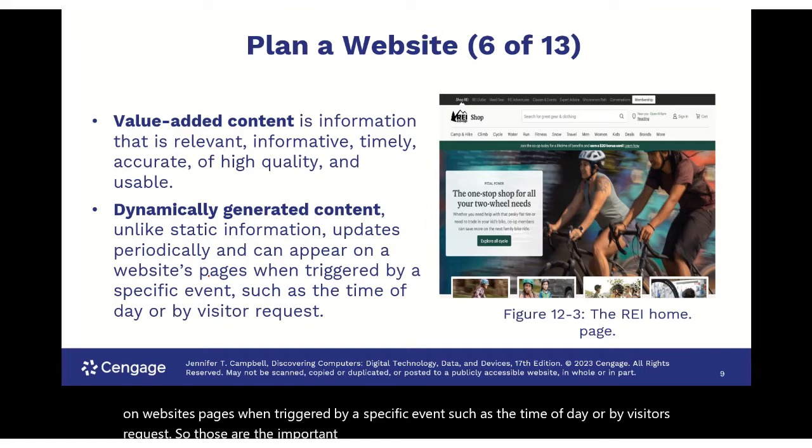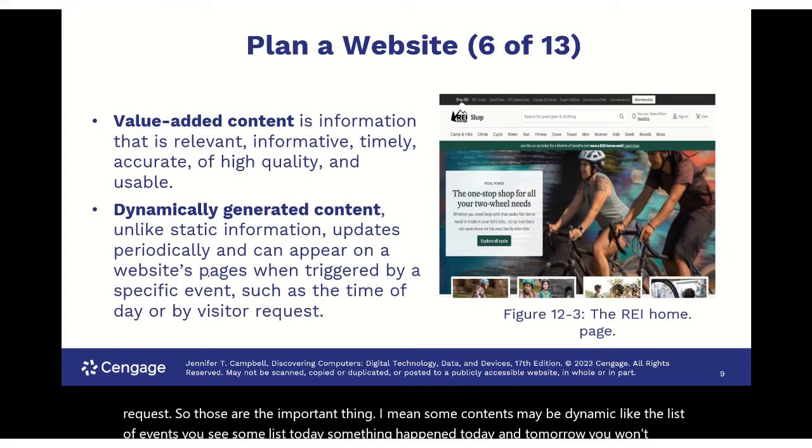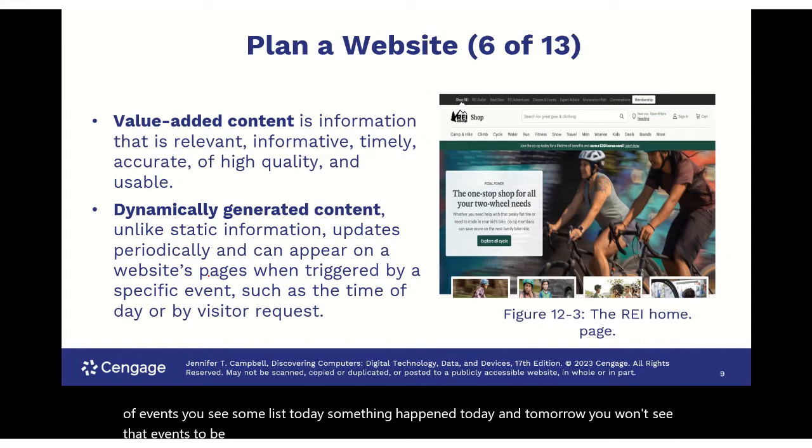Some content may be dynamic, like the list of events. You see some list today, something happened today, and tomorrow you won't see that event happening. It already happened. It's a past event. So there is a dynamicity. It goes on with life.